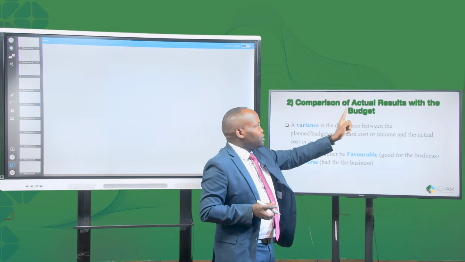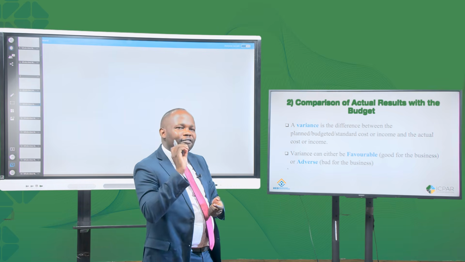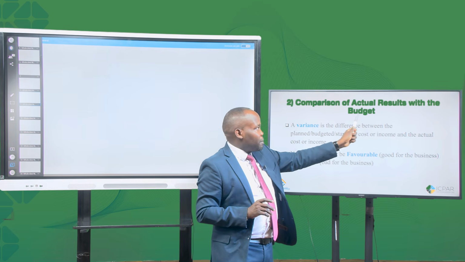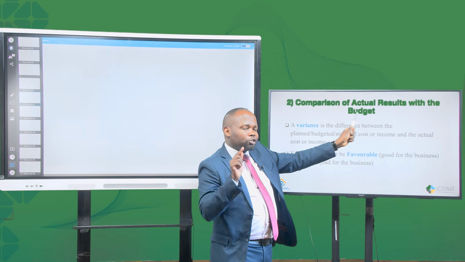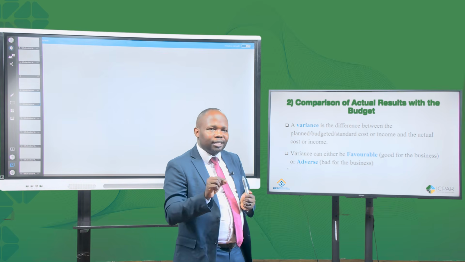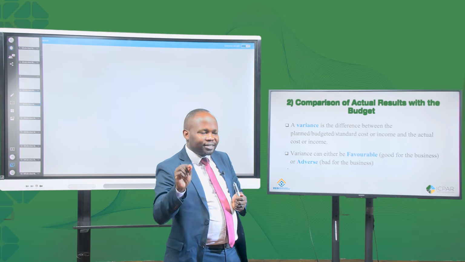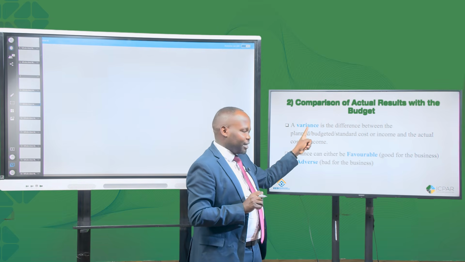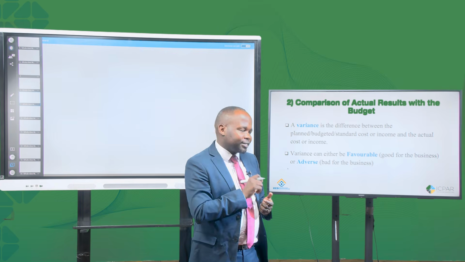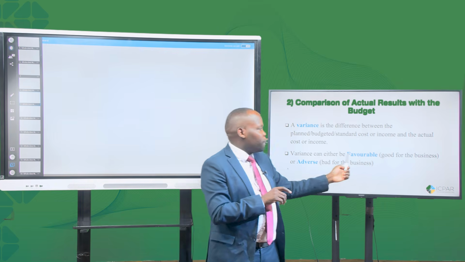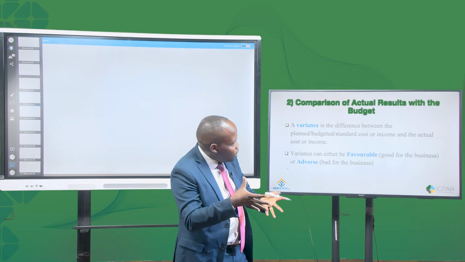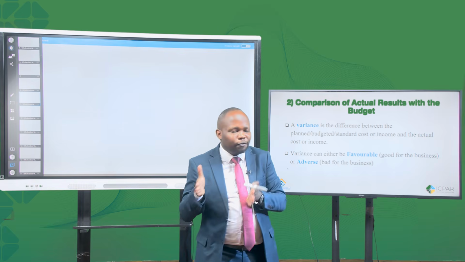Comparison of actual results and budget. We have said the difference between actual results and budget, remember a budget is also a plan, a budget is also a standard. The difference between actual results and the budget or plan or the standard is called a variance. Now, variance, this difference can either be favorable or adverse. Favorable when the variance is good for the business.